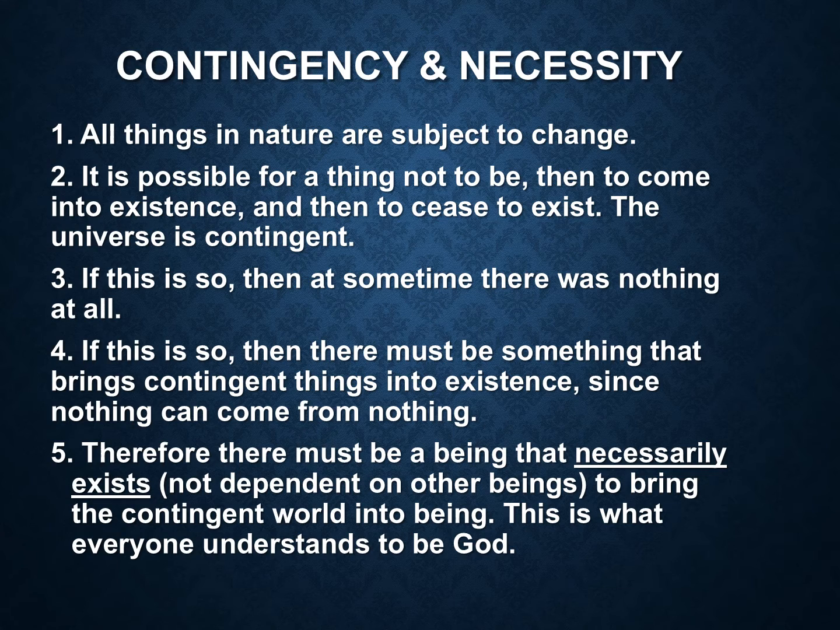The universe therefore would be contingent or dependent. If this is so, then at some time there was nothing at all. And if this is so, there must be something that brings contingent things into existence, and nothing can come from nothing. Therefore, there must be a being that does necessarily exist, that does not depend on other beings to bring the contingent world into being. This is what we call God. And that is a little background on the argument from contingency.